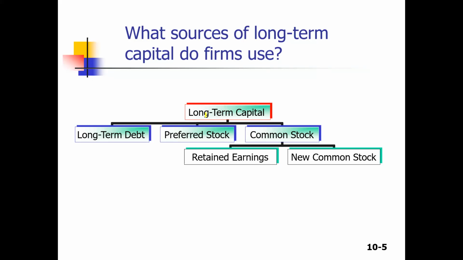So what are the sources of long-term capital? Long-term debt, preferred stock, common stock. When it comes to common stock, there are two versions.